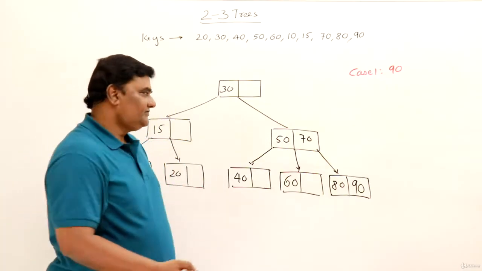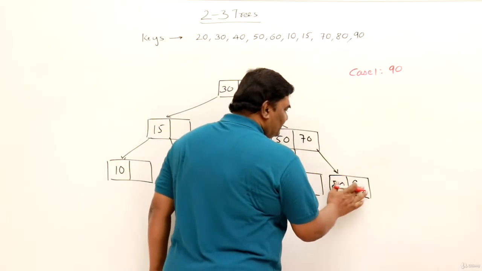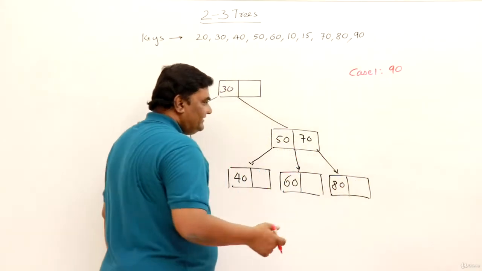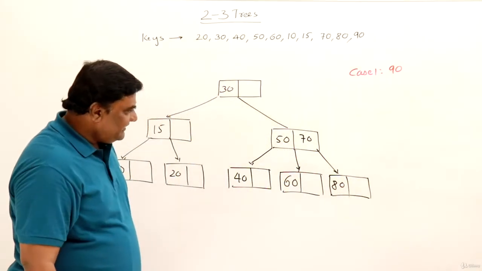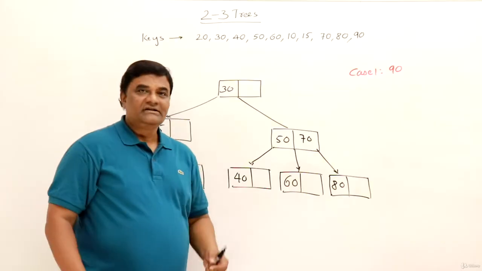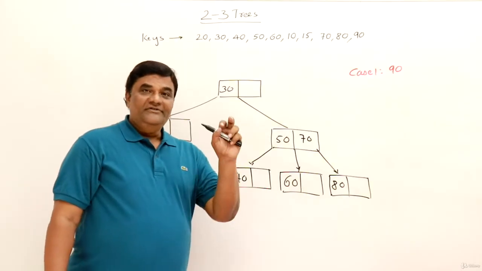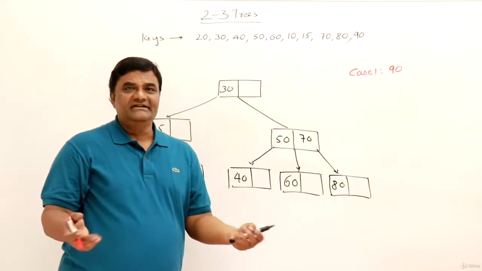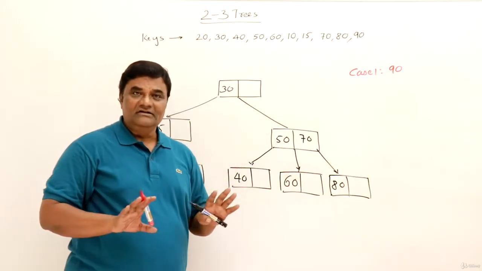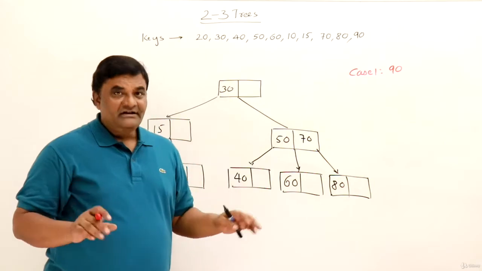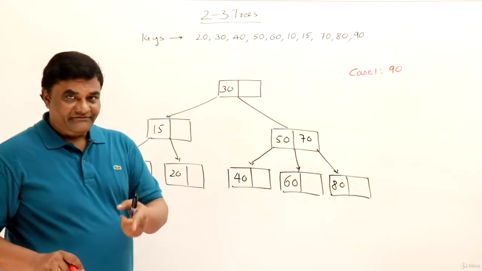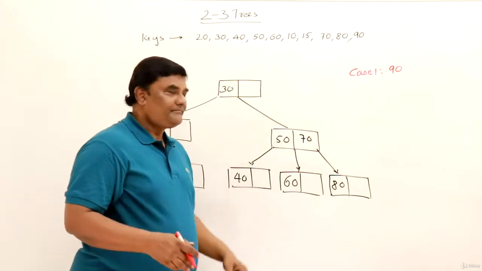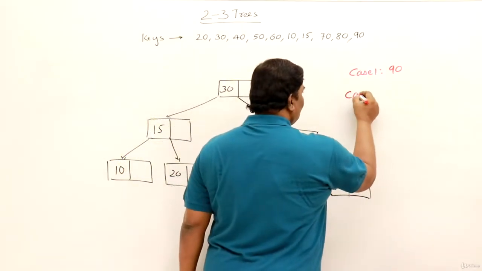Then delete it. 90 is gone. 90 is deleted. Any changes we have to do? No, no changes. So this is case 1. We have searched for a key and the key was in the leaf. It is simply deleted and there is no effect upon the 2-3 tree after deletion. This is the first case. Simply delete the key.